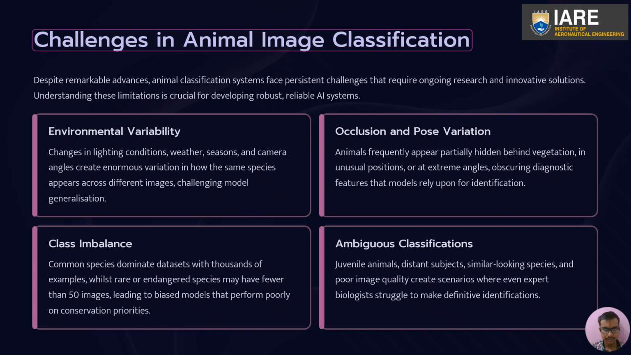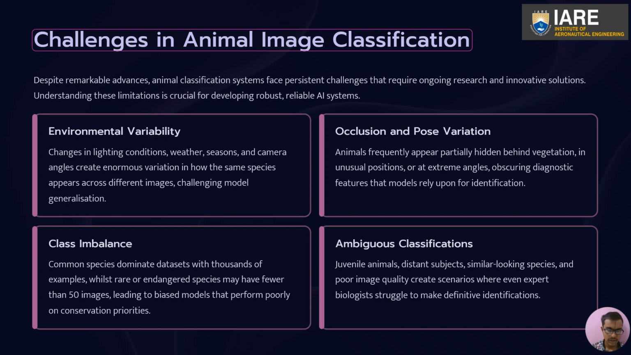Environmental variability. Changes in lighting conditions, weather, seasons, and camera angles create enormous variation in how the same species appears across different images, challenging model generalization. Occlusion and pose variation. Animals frequently appear partially hidden behind vegetation, in unusual positions, or at extreme angles, obscuring diagnostic features that models rely upon for identification.